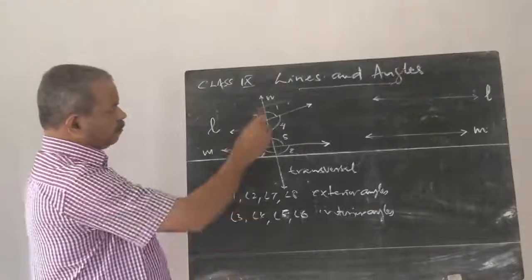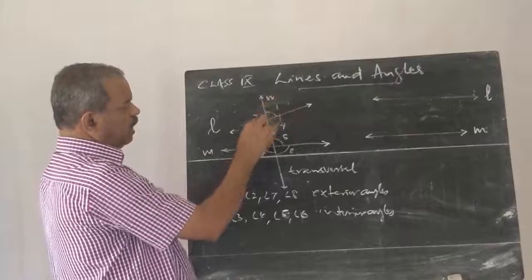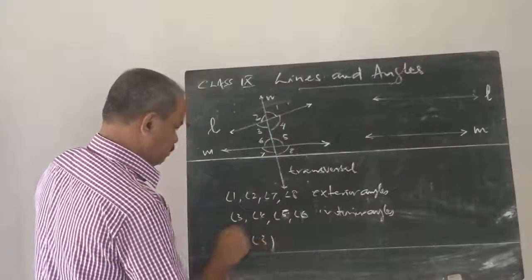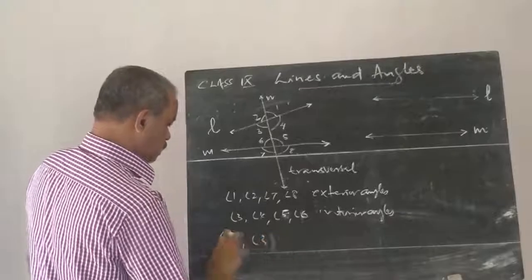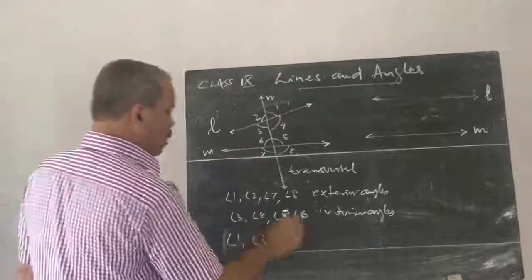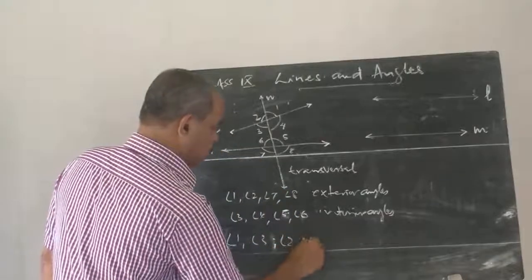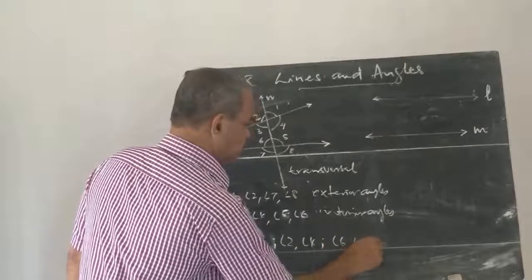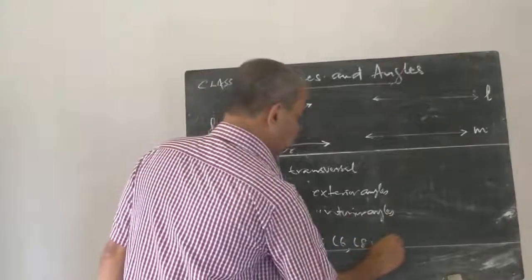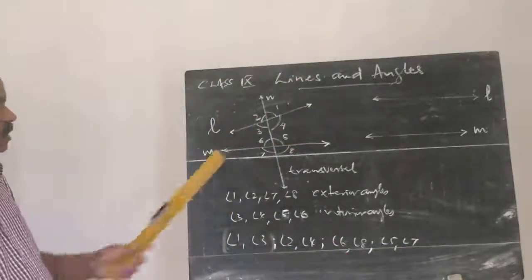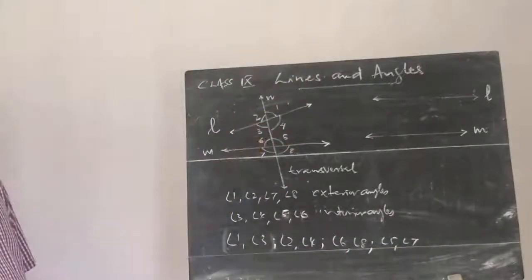And angle 1 and angle 3, angle 2 and angle 4, angle 6 and angle 8, angle 5 and angle 7 are vertically opposite angles.